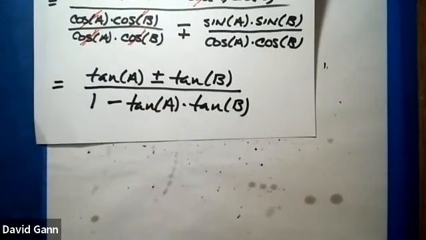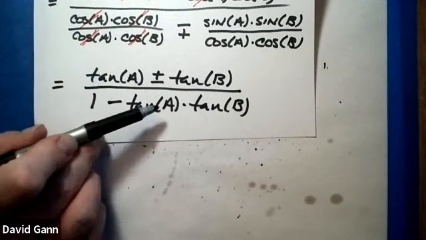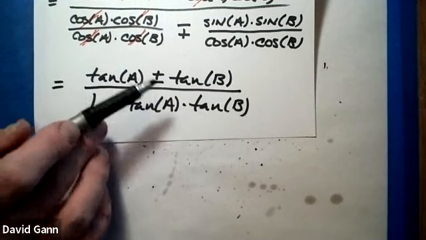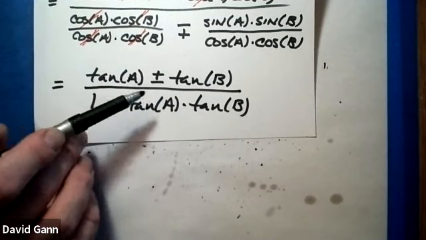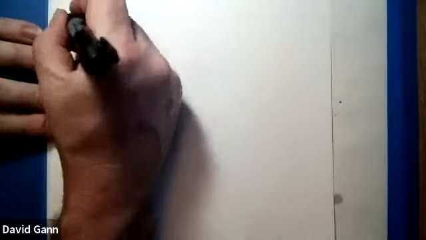And notice that I don't need to know anything about values of sine or cosine. All I need to know now is just values of tangent for known, exact values. So here what I'm gonna do is I'm gonna use this to derive a value.